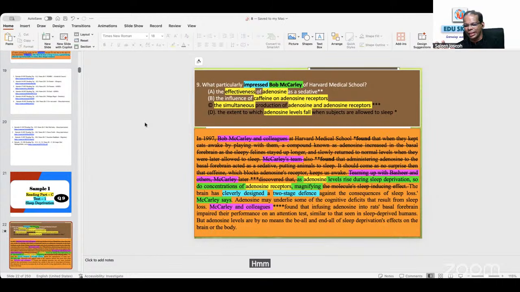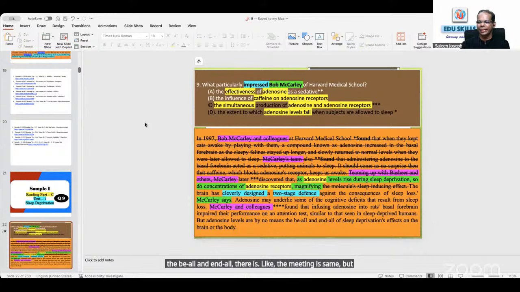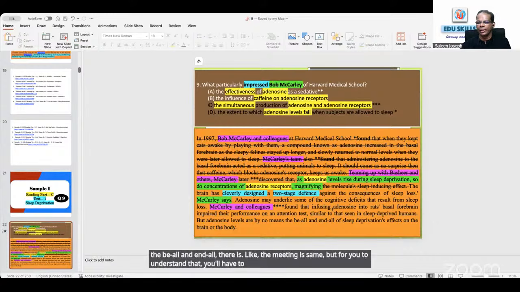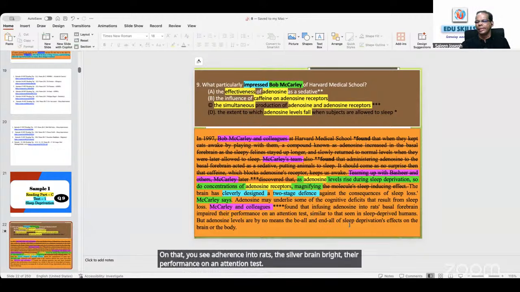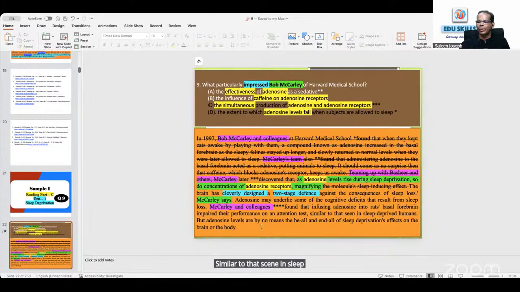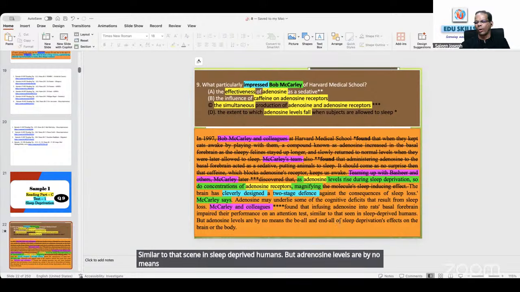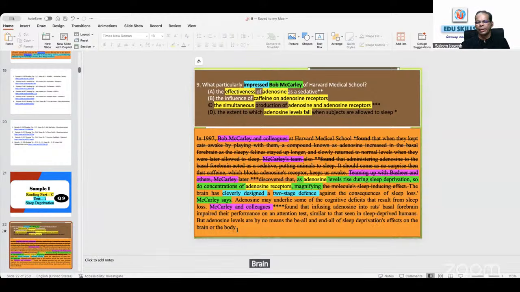Because the sentence 'but adenosine levels are by no means the be all and end all' has the same meaning, but for you to understand that, you'll have to understand the whole context. Here, adolescents interact, and their performance on an attention test is similar to that seen in sleep-deprived humans. But adenosine levels are by no means the be all and end all of sleep effects on the brain or the body.